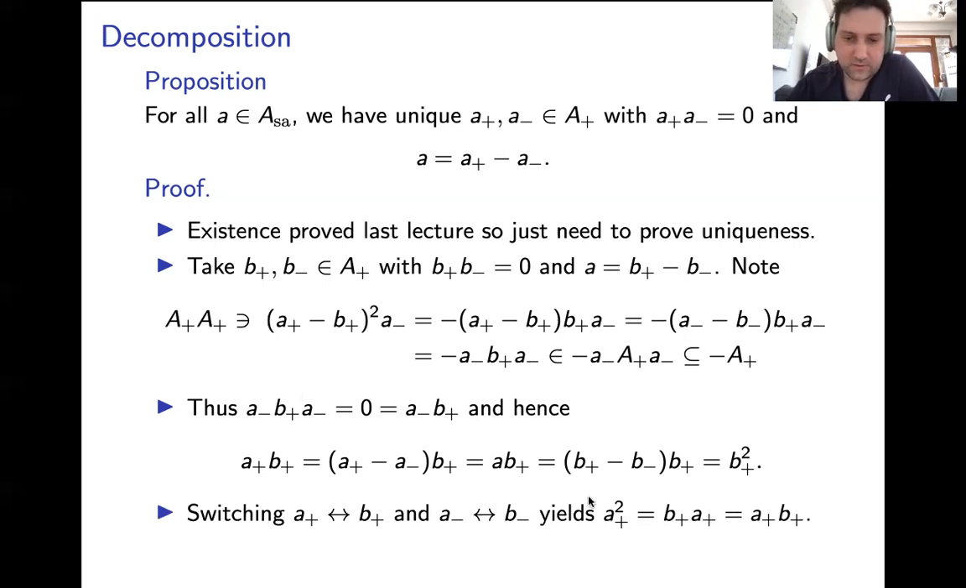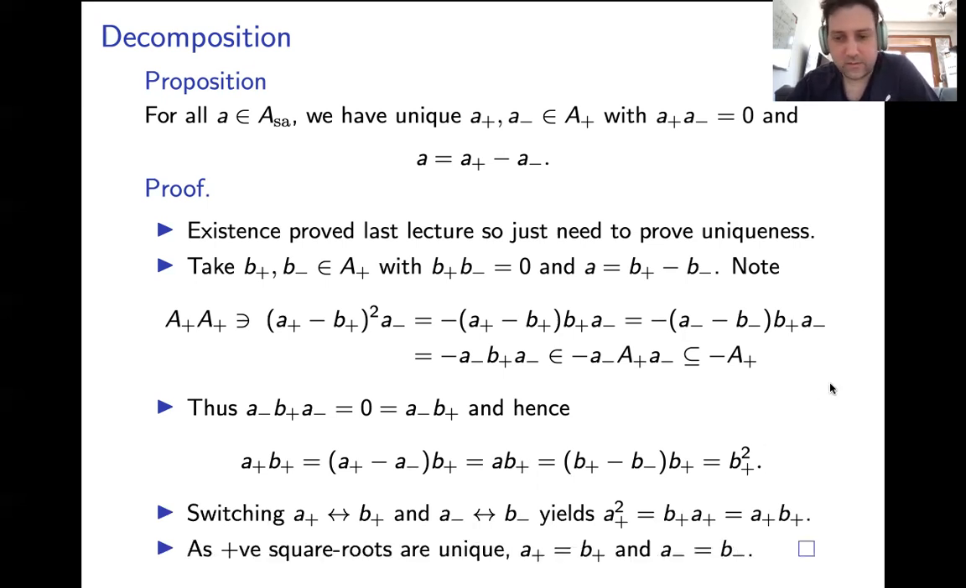Right? So actually what we end up with is that A plus squared is equal to B plus squared. And now we're finally getting somewhere, because remember that positive square roots are unique. So we're using the uniqueness of positive square roots here to get this other uniqueness result. And now we're basically done.